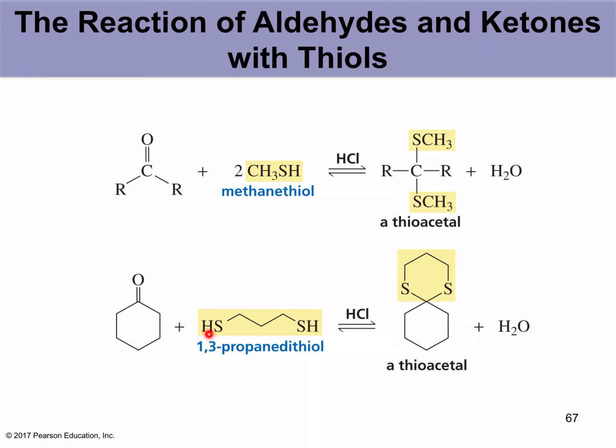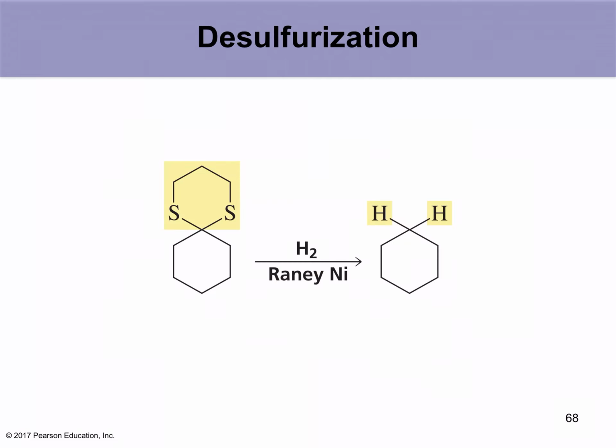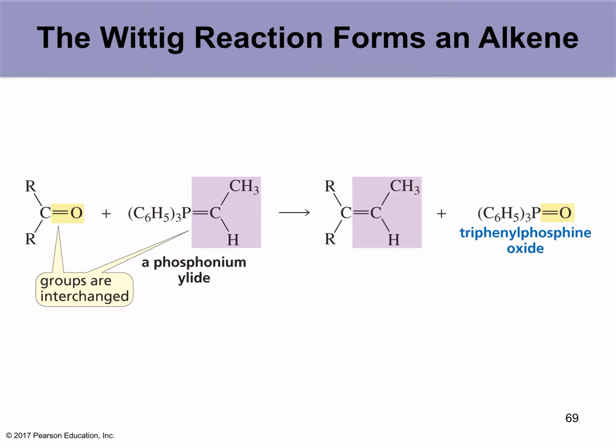If it was two oxygens, 1,3-propanediol, it would be an acetal. Now with the sulfur, we call it a thioacetal. And if you want to get back to the ketone, you can do a hydrolysis with acid, but if you want it to be completely desulfurized and get back to the carbons, you can use hydrogen and nickel to reduce that carbonyl group. Okay, so this is a reaction right there. We'll stop here.